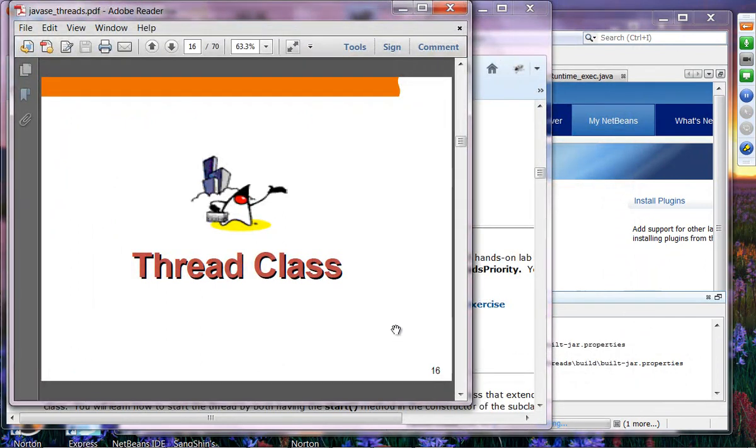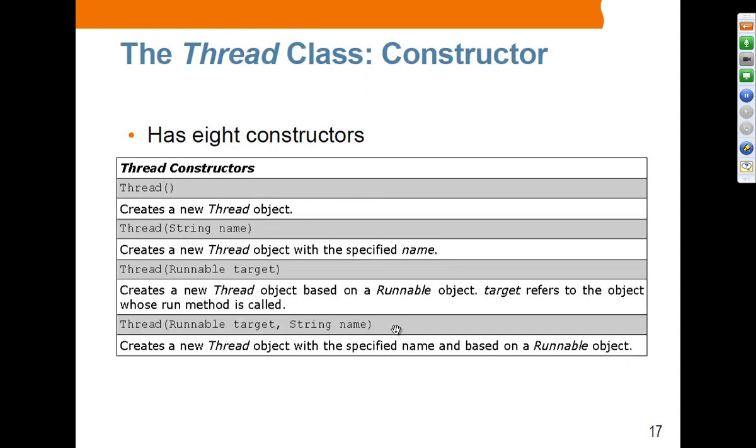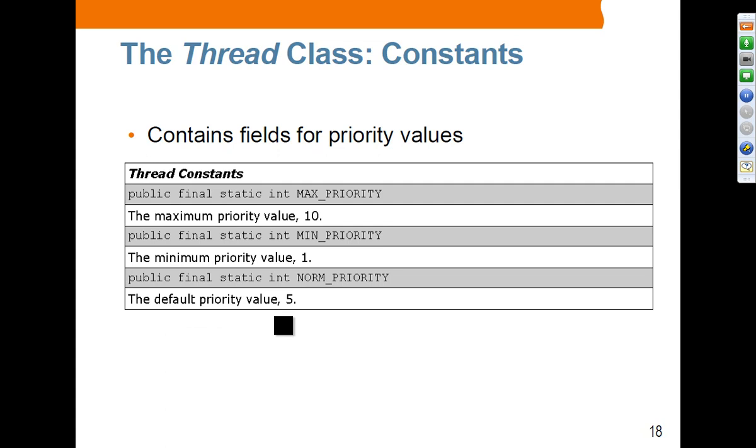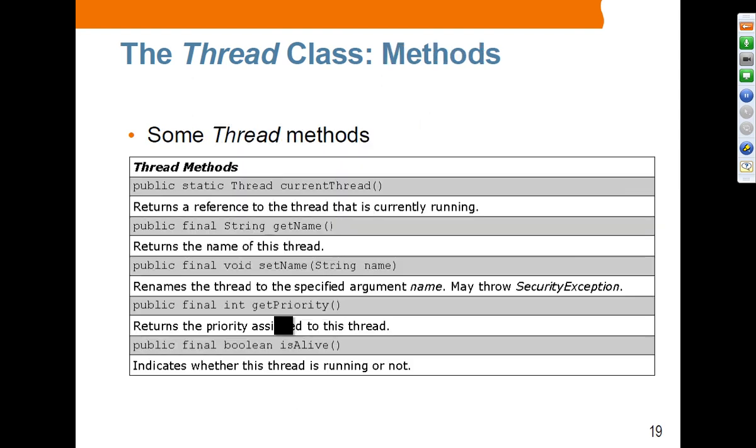Okay, so next we are going to talk about the Thread class. The Thread class has multiple constructors. You can create a thread without passing anything, you can give a name to a thread, and you can pass a runnable object and all that stuff. So don't worry about these constructors. We're going to see how we can use them. It also has constants: max priority, min priority, and norm priority.